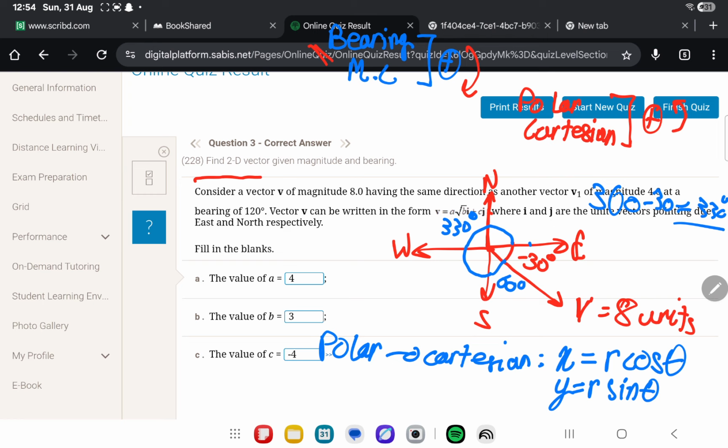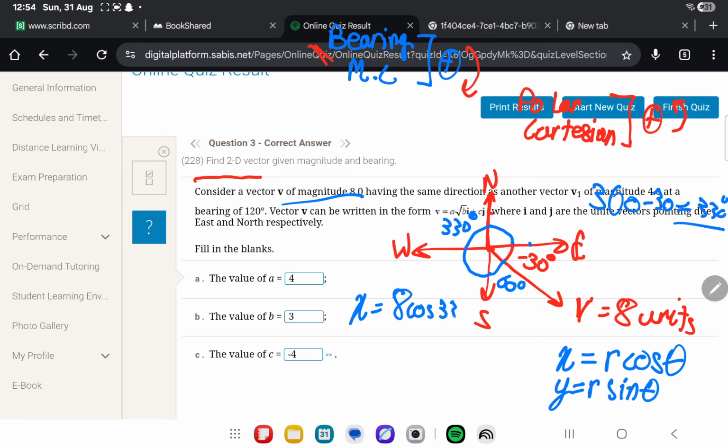So, now that we know this, we're going to apply this. Very easy. So, polar to Cartesian. X is going to equal the magnitude, which is 8, it's given. 8 cosine 330, or 8 cosine negative 30, will give you the same answer.